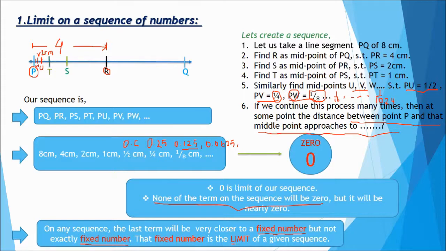So to find the limit of any sequence, what we have to notice is towards which fixed number the terms are approaching, and that fixed number will be the limit. So it is very simple. Hope you understood. Let's move on.